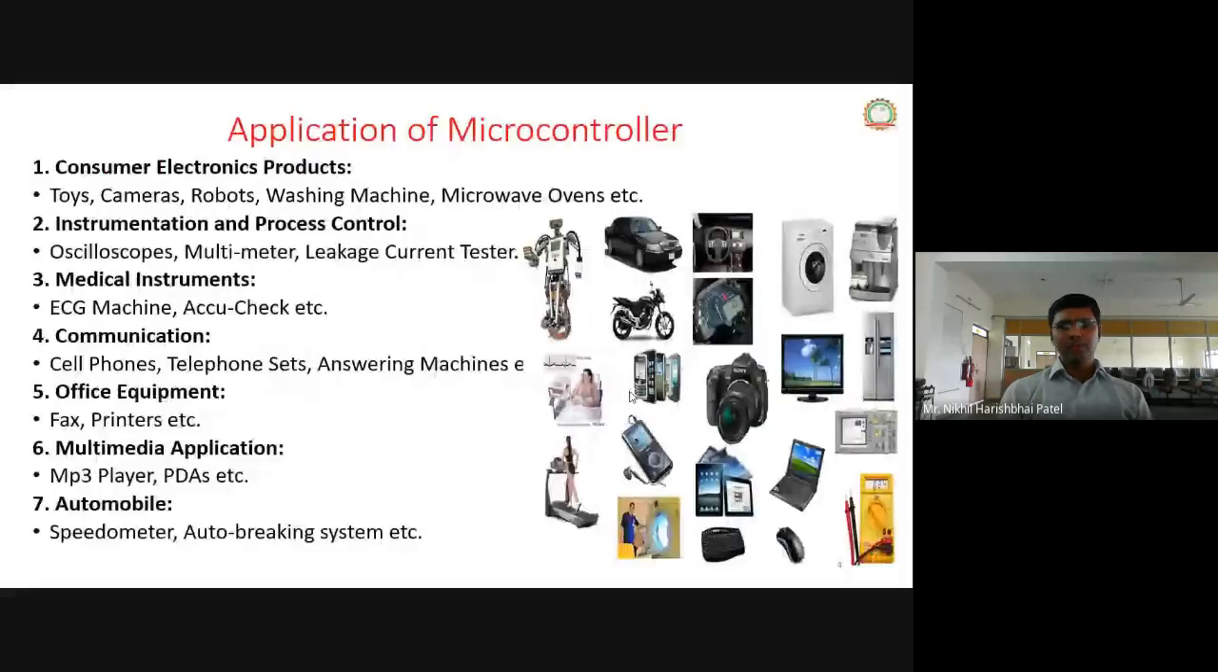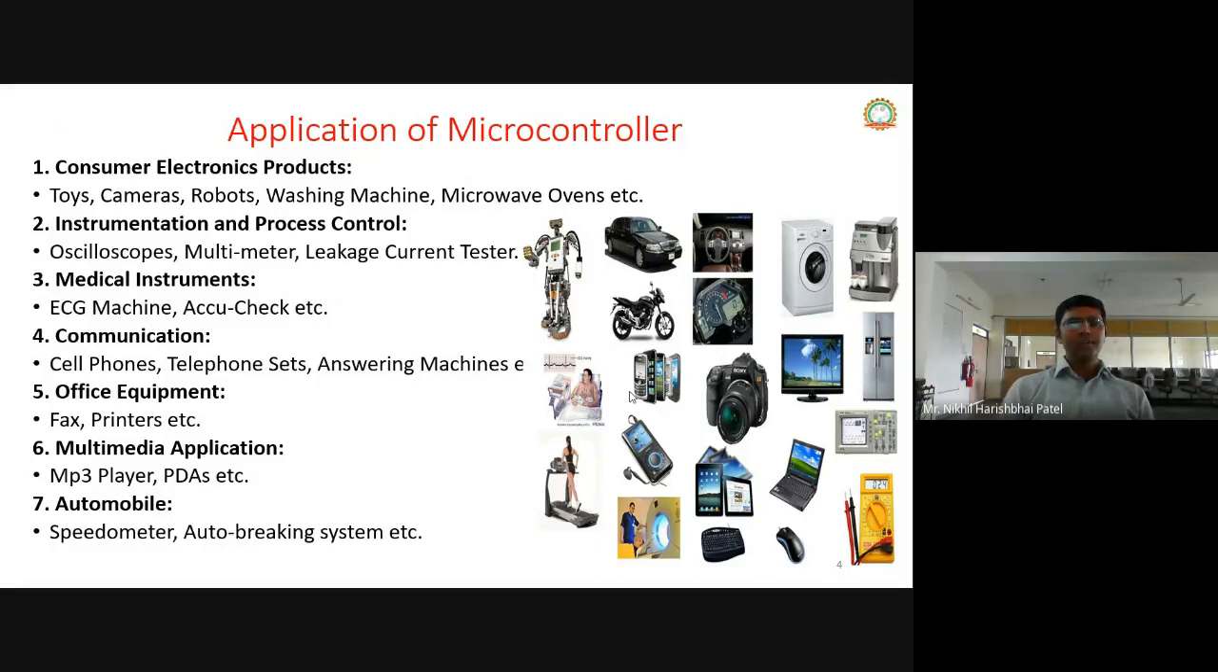Dear students, as we know, the microprocessor is used for general purpose. We use it as a general application, but the microcontroller is used for some specific application. These are the list of some applications in which we use the controller. Starting with consumer electronics products, in toys, camera, robots, washing machine, microwave ovens, we use such kind of controller.